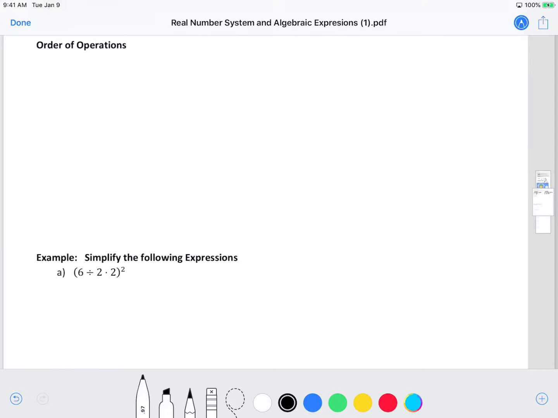Okay, order of operations. When we evaluate any kind of expression, whether it's got all variables, or whether it has numbers or numbers and variables mixed, we have to follow a certain order in order to make sure that we're all consistent and we get the same answer. And the order that mathematicians and scientists have agreed upon is that we work inside grouping symbols first.